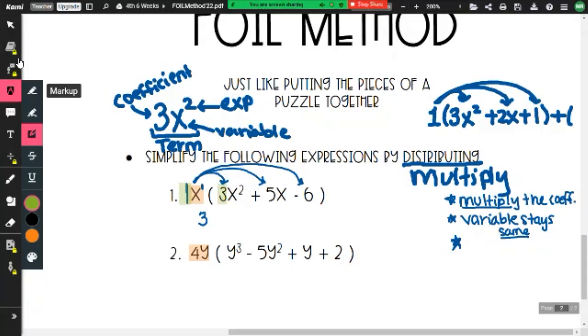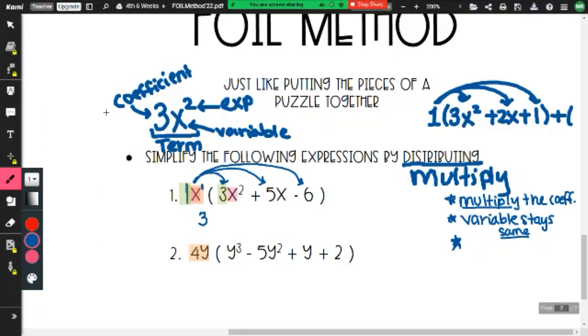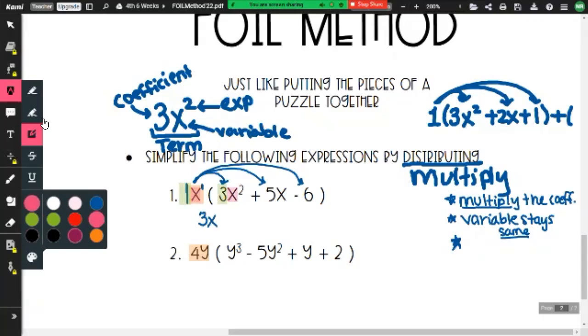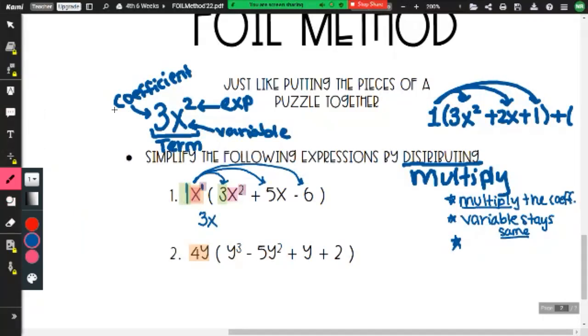Your variables are going to stay the same. So x is still going to remain an x. And you add the exponent. The exponent of this term is 1. The exponent of this term is 2. 1 plus 2 gives us 3.